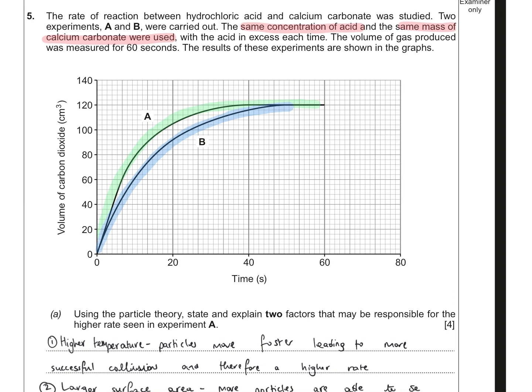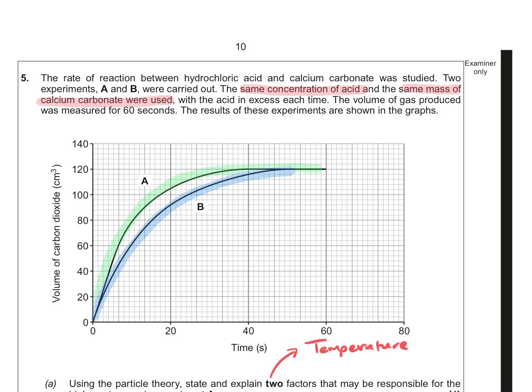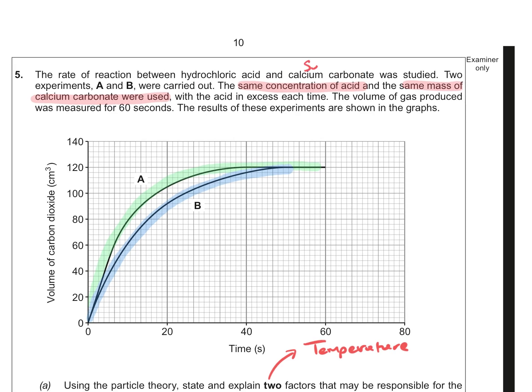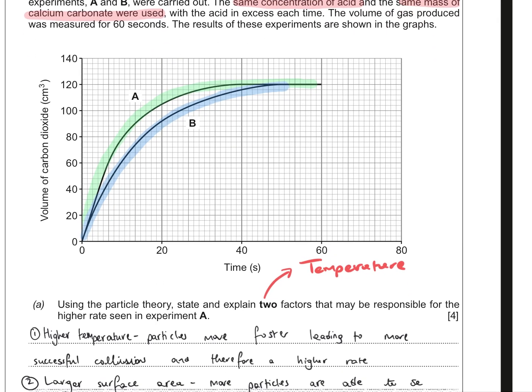Using the particle theory, state and explain the 2 factors that may be responsible for the higher rate in experiment A. So there are 3 things in total we could look at, but there's 2 main ones here. The first one I'm going to talk about is temperature. And the second one is we're using calcium carbonate, which is a solid, which means I can turn my solids into a powder. So I'm talking about the surface area.